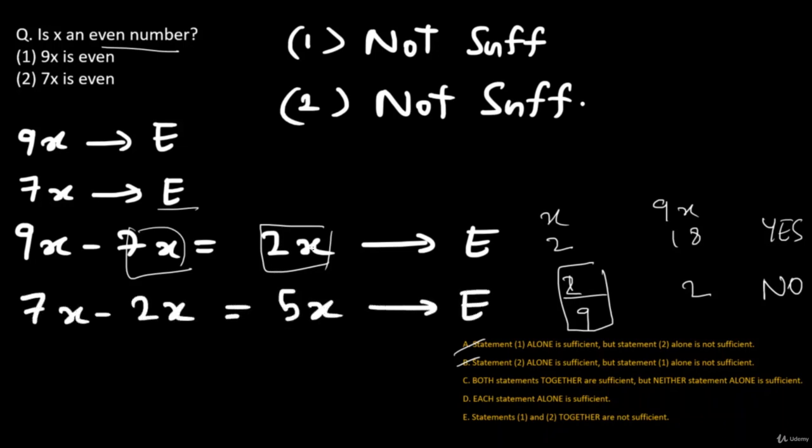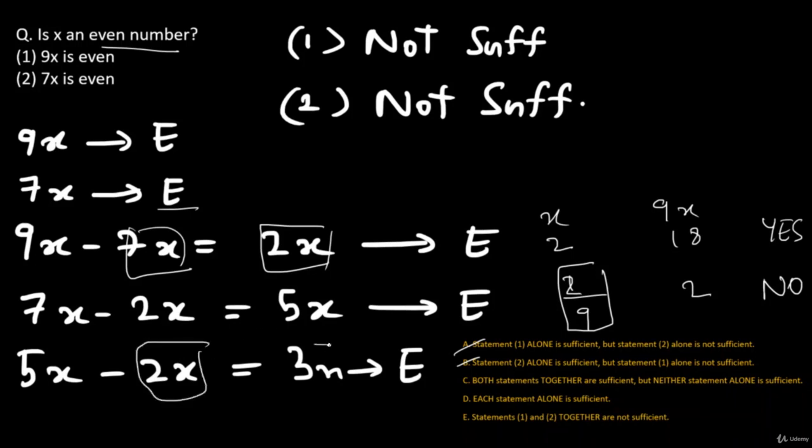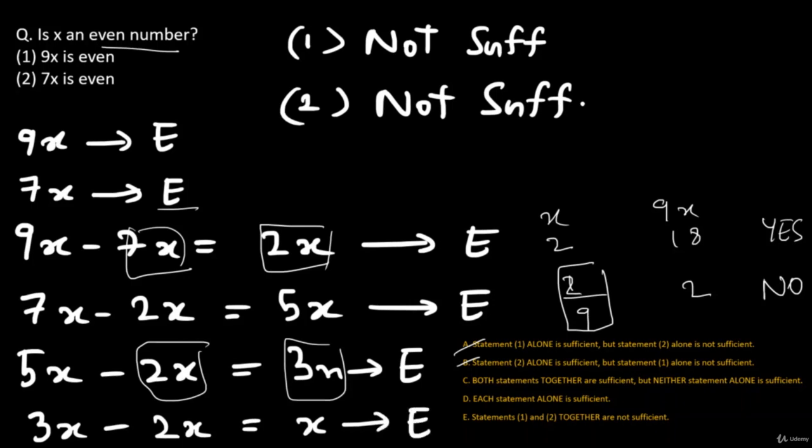Alright, now let's subtract 2x from 5x. We get 5x minus 2x is equal to 3x. That has to be even. And let's subtract 2x from 3x. We get 3x minus 2x is equal to x, which has to be even.